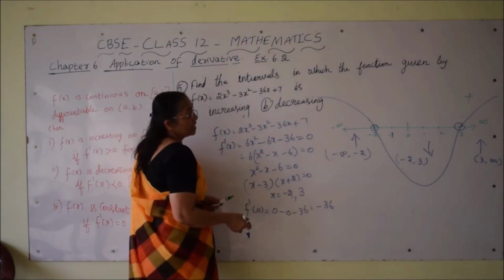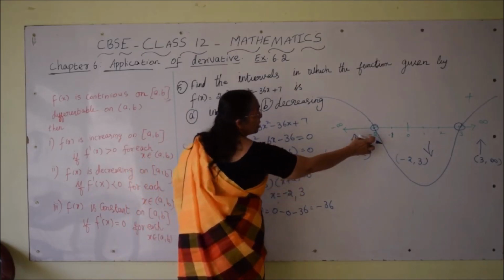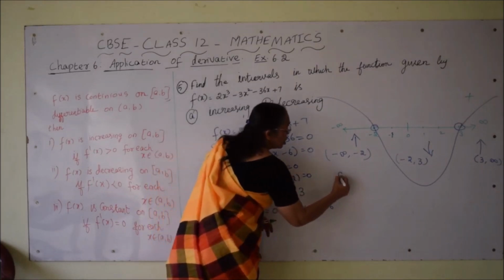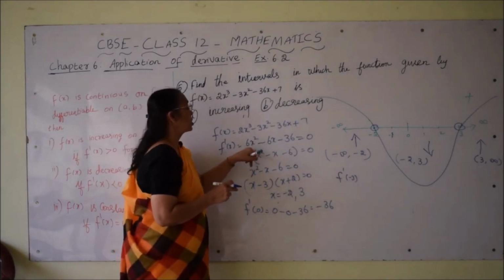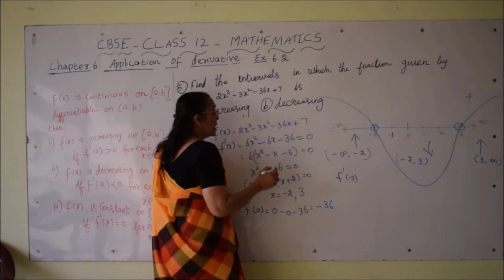If you want, we can substitute and find some values to check whether it is correct or not. Now this is minus 2. Let me take minus 3 here. So f dash of minus 3: 6 into minus 3 whole square. Minus 3 whole square is 9, and 6 nines are 54.